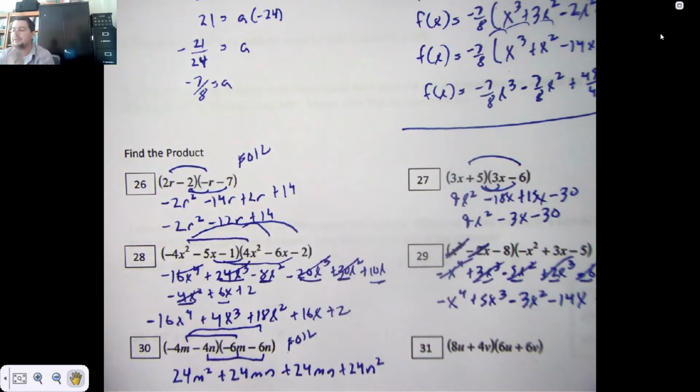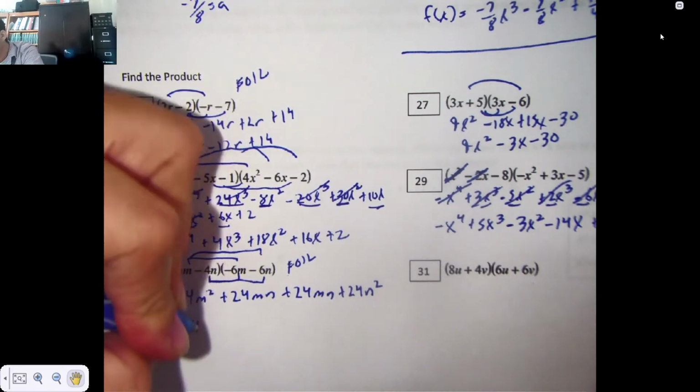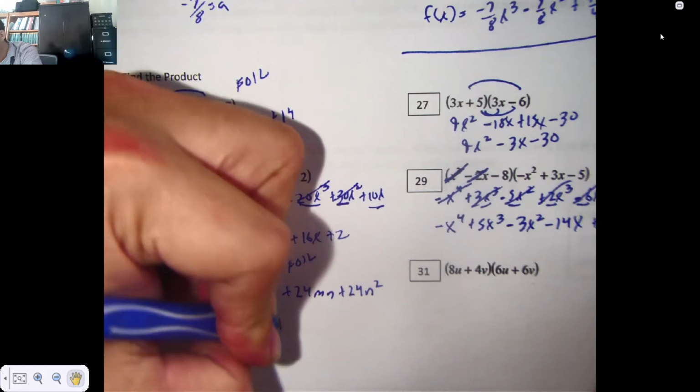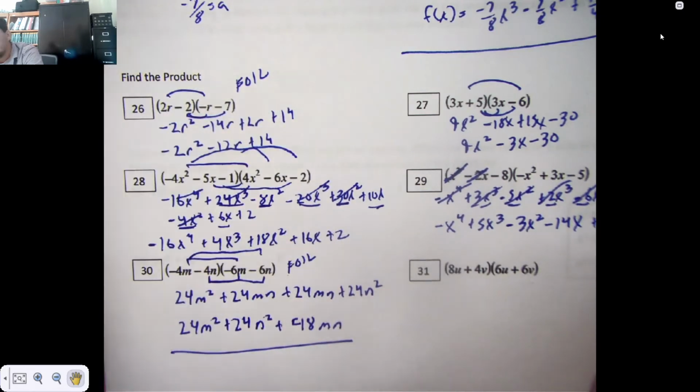Now, the real question here is, what does that thing look like in standard form? Alphabetical order and exponents. That's how it works. 24m squared plus 24n squared plus 48mn. That's standard form.